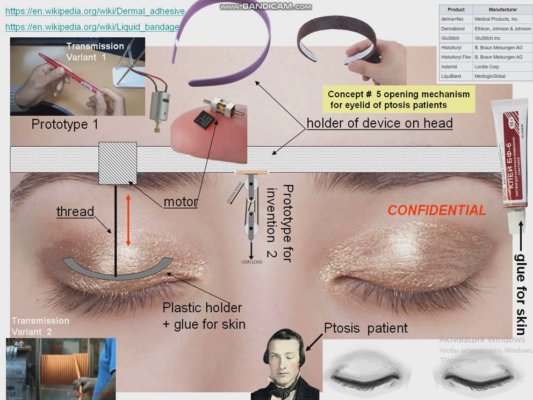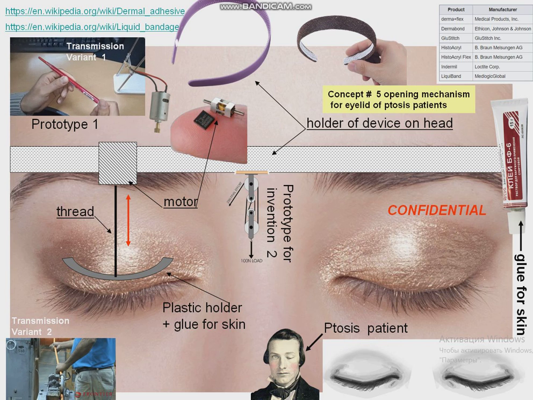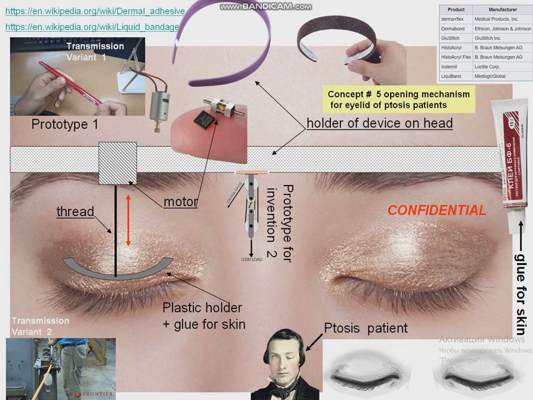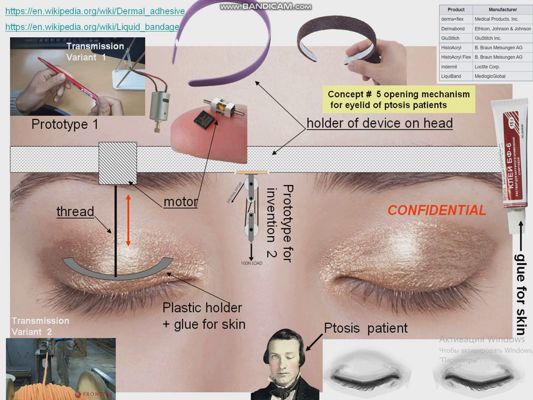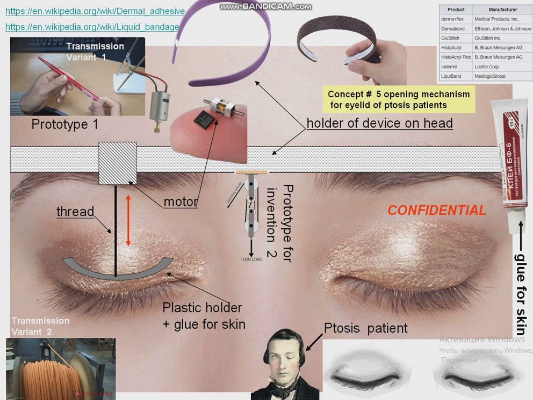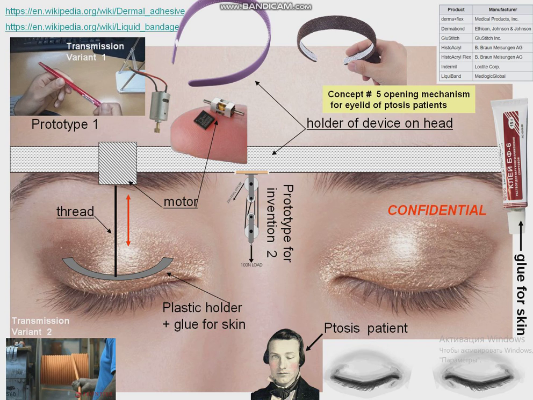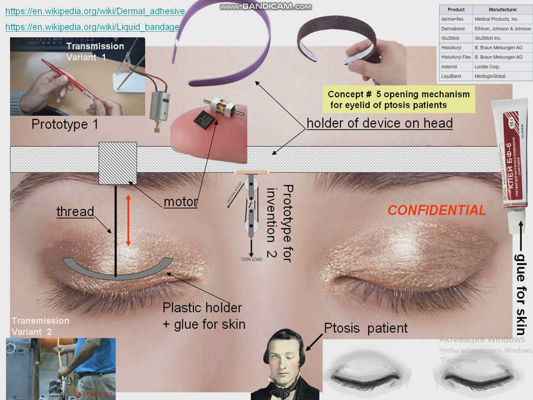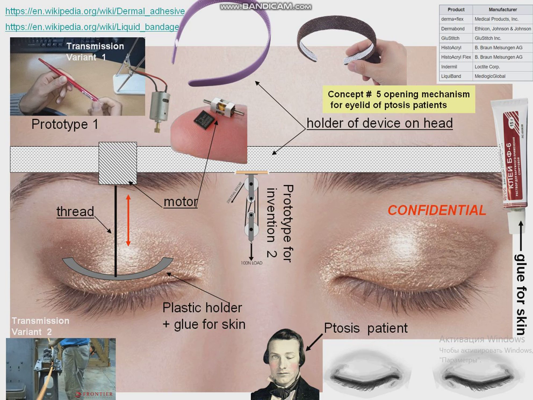Let me show some current version of ideas. As you know, in the medicine area there are many materials like glue for skin, and you can see a version of glue in the right part of this slide. We can apply glue for skin. We can apply several elements. Element 1 is a plastic holder plus glue for skin. Second element, thread. Third element, motor. Then element number 4, the controller. I will talk about the controller later.